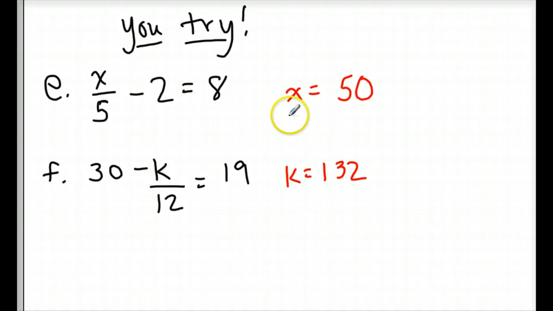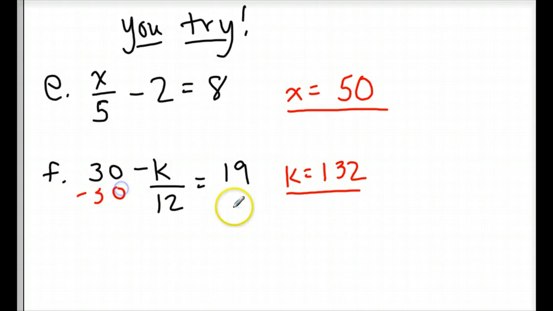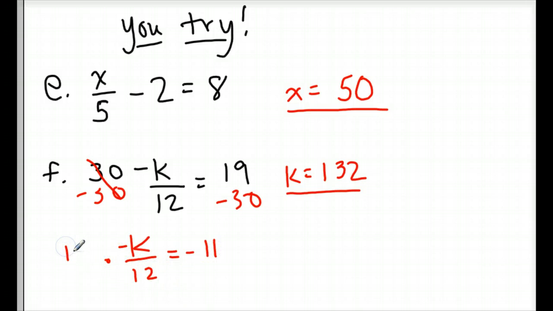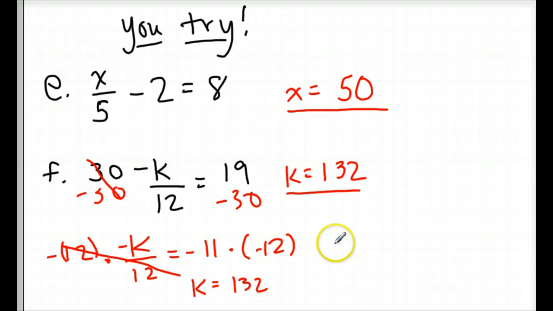All right, so for E, you should have gotten x is 50, and for F, you should have gotten k is equal to 132. Again, you should have subtracted 30 from both sides. I'm just going to work this one out because I know it's a little bit more difficult. So you get negative k over 12 is equal to 19 minus 30, which is negative 11. You multiply both sides by either negative 12 or 12. In this case, I like negative 12. Multiply both sides by negative 12. The negative 12 cancels out, so you get positive k equals negative 11 times negative 12, which is going to give you a positive 132.